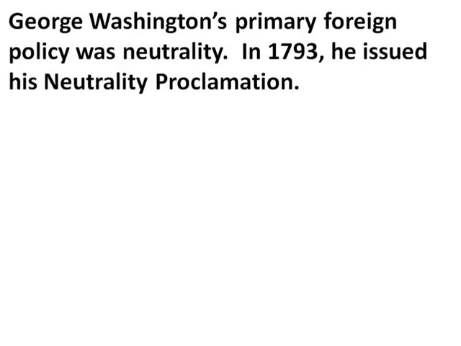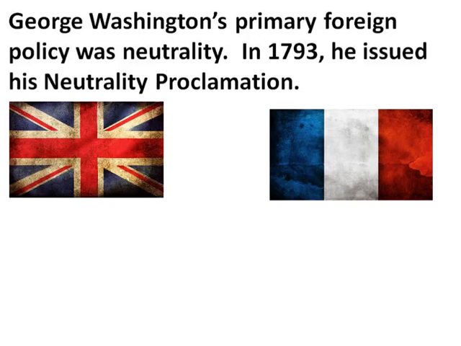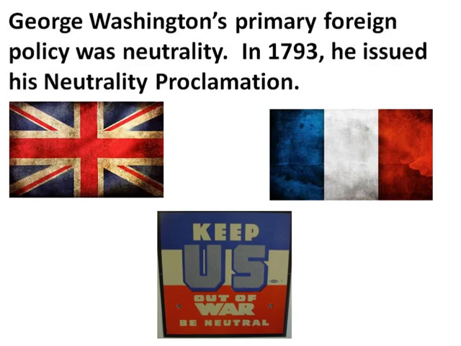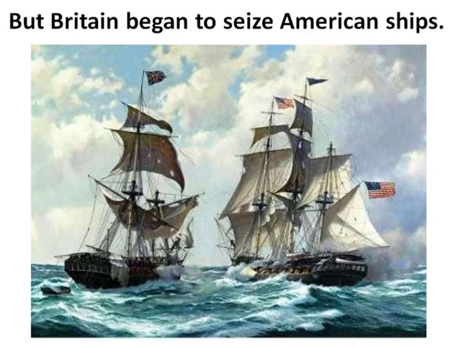George Washington's primary foreign policy was neutrality. In 1793, he issued his Neutrality Proclamation. The problem that Washington had was that Great Britain and France during this time period were constantly going to war with each other. Washington's goal was to keep the United States out of war, be neutral. But Britain began to seize American ships on the open oceans.